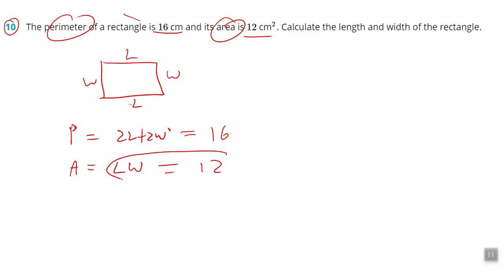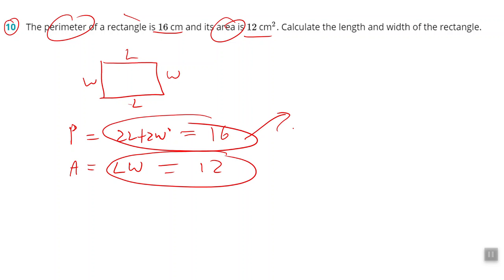You see we've got length times width equals 12. That's all good, but I can't actually solve that because I don't have one variable. I've got two variables, one equation. So we need to use this equation first to rearrange to make one of the variables the subject. If I firstly divide both sides by 2, I get length plus width equals 8. And I can rearrange the length to be equal to 8 minus width.